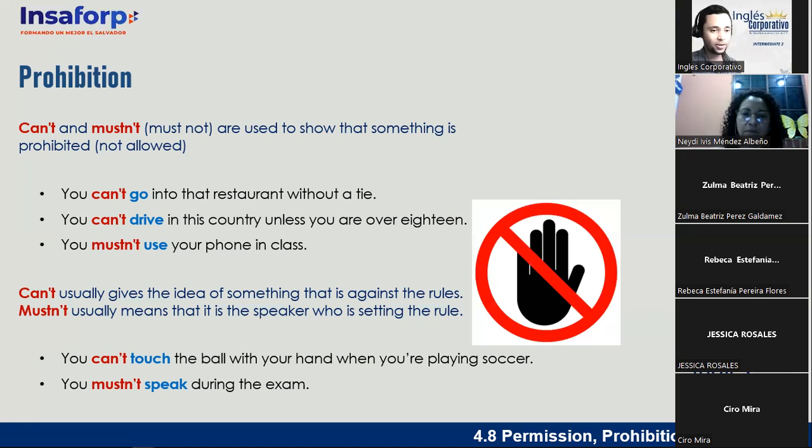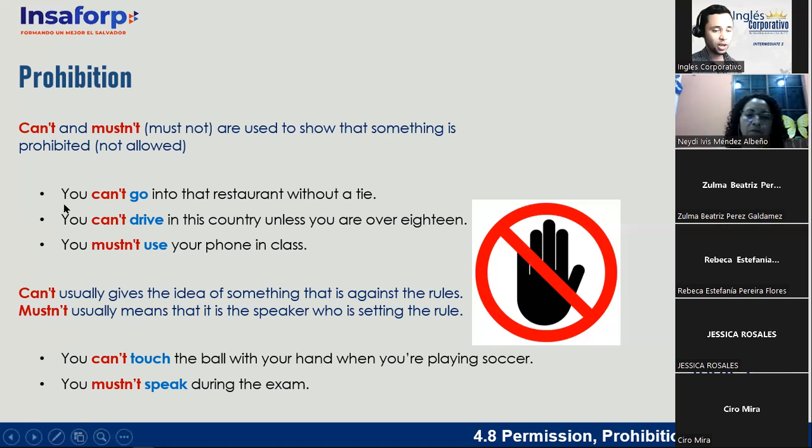What about the next part? Take a look. Can't usually gives the idea of something that is against the rules. Hay que tener mucho cuidado con esto. A pesar de que ambos expresan una prohibición, el significado de esa prohibición difiere un poco entre uno y el otro. Can't usually gives the idea of something that is against the rules. O sea, que usted va a decir can't cuando algo va en contra de las reglas. Por ejemplo, en contra de la ley. Esa podría ser una. ¿Ok?